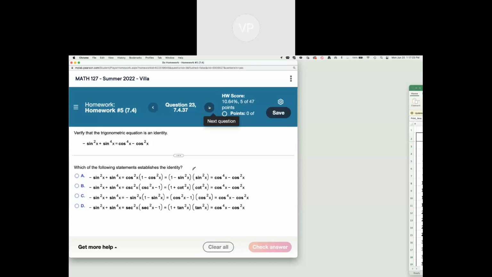Okay, verify that the trig equation is an identity. Which of the following statements establishes the identity? Okay, so now this is that left to right process that I don't like, so I'll kind of do this problem. I am going to take this part, because that's what they did here in the beginning, and then rewrite this until it ends up that. So this is the start. Negative sine square x plus sine fourth of x.